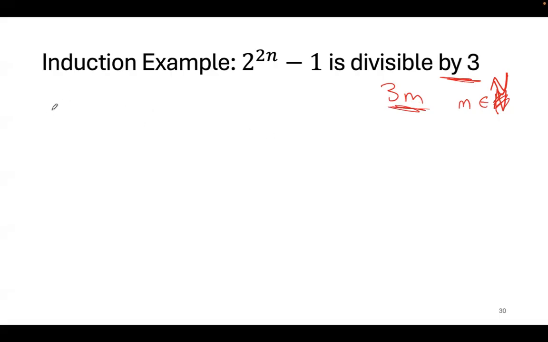For induction, we start with a base case, where we look at the simplest possible example. For natural numbers, the simplest possible example is 0. So what happens when we plug 0 into this? We get 2 to the 0 minus 1. 2 to the 0 is 1, so we get 0. Is this divisible by 3? I would argue yes, technically. We can say 3 times 0, where m is 0. Great, that works fine.